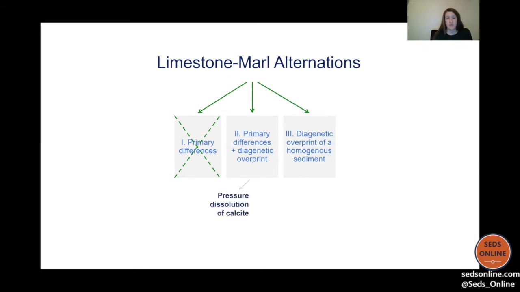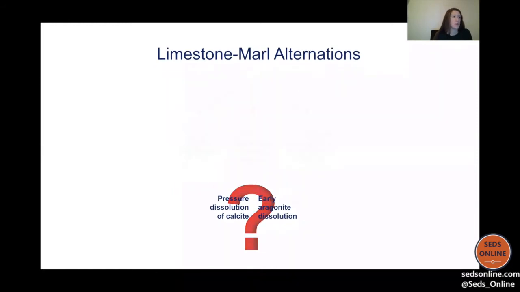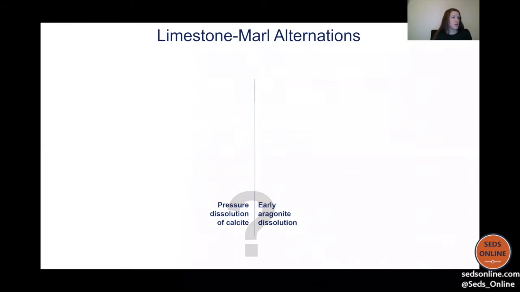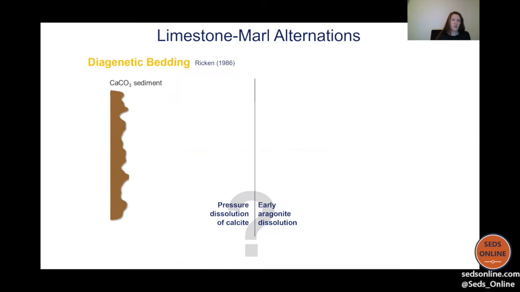And there are mainly two models discussing this. One is pressure dissolution of calcite and the other is early aragonite dissolution. And the question is which one is correct, because this has severe implications on how we can reconstruct our paleoenvironments. And the first model by Ricken, he introduced the term diagenetic bedding, and he provided a model explaining late diagenetic overprint in rhythmic deposits, enhancing the primary differences by pressure dissolution of calcite during the late burial.